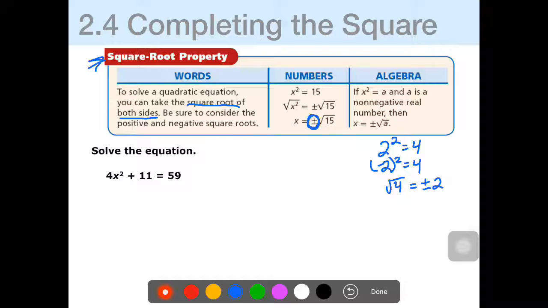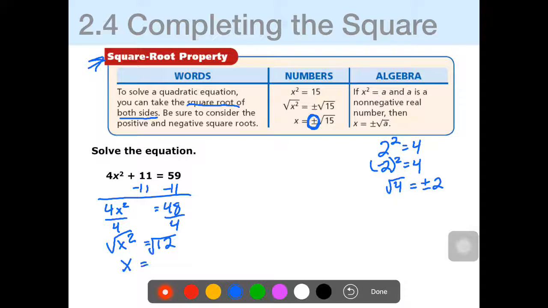So to use this to solve this equation, I'm first going to get the 4x squared by itself. So I'm going to subtract negative 11 from both sides. And now I'm going to divide both sides by 4. Again, just getting that x squared by itself. And now I'm going to take the square root of both sides. And so I would get x to be positive or negative square root of 12.